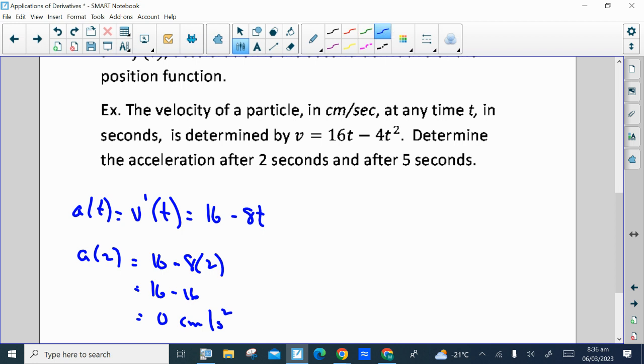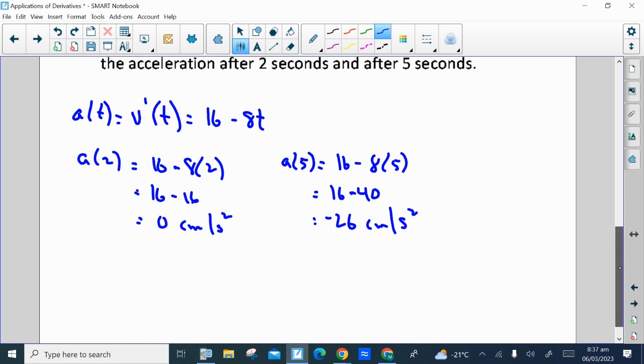And then we want to also find acceleration after 5 seconds. So it'll be 16 take away 8 times 5. 16 take away 40, which is negative 24 centimeters per second squared. So now that the acceleration is negative, it means that the particle is slowing down. Okay?